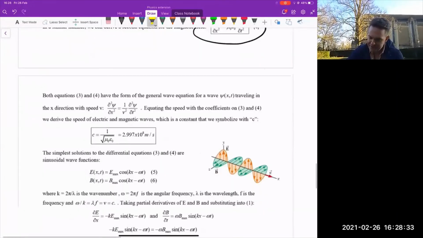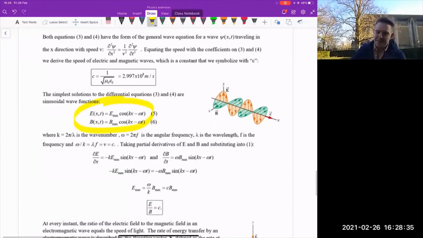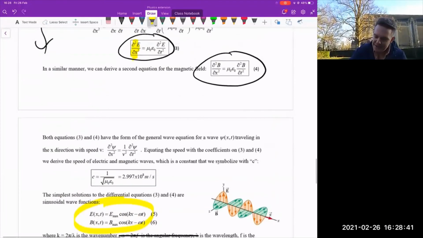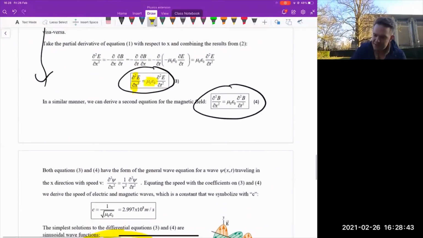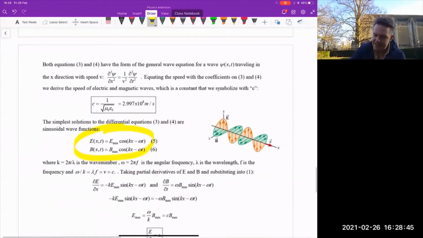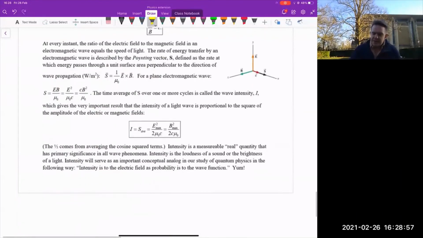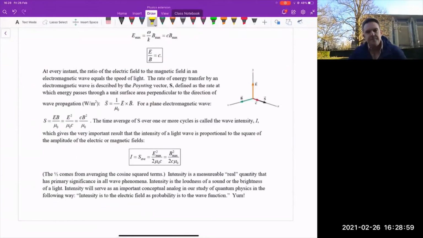And of course you do, right? You get general solutions which are cosines or sines, depending on what boundary conditions you choose. And this constant here tells you what the speed, or it's related to the speed of the waves. So that's why the speed of light is written in terms of the permeability, mu naught, and permittivity of free space. So that's one interesting consequence of Maxwell's equations.